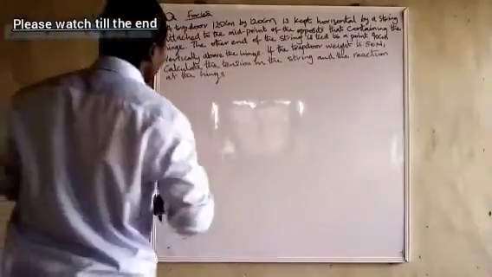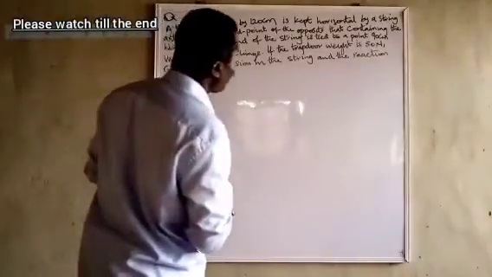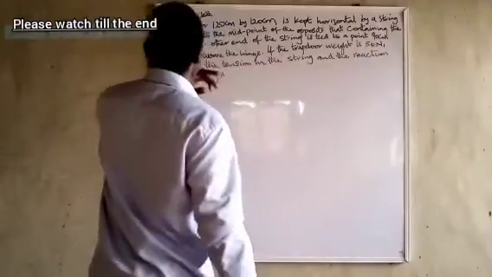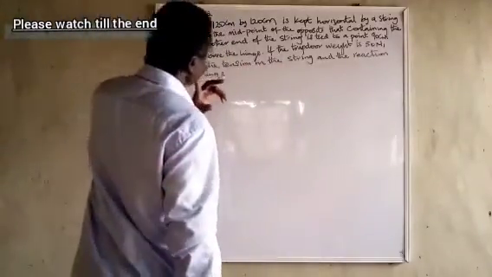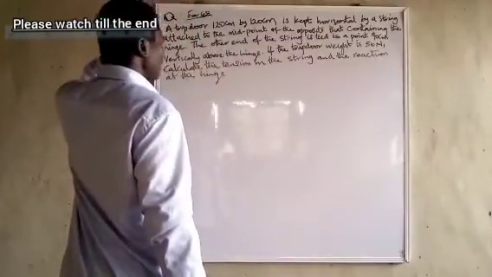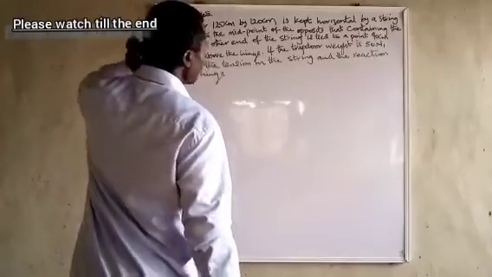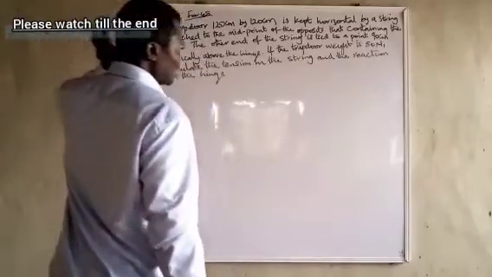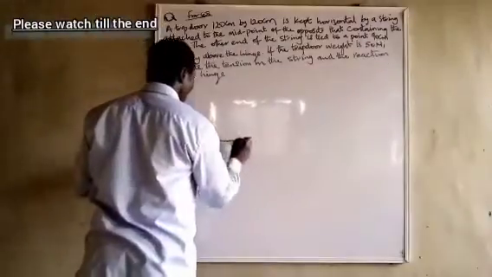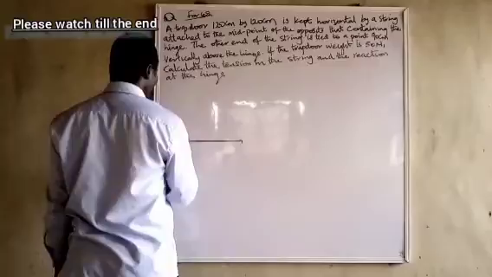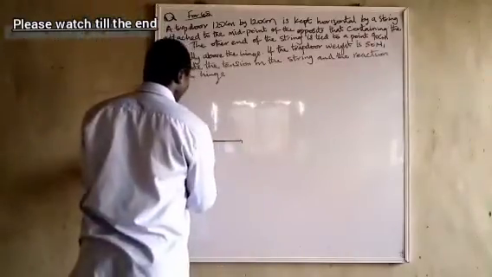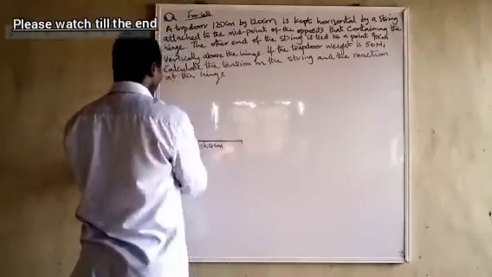A trapdoor 120 cm by 120 cm is kept horizontal by a string attached to the midpoint of the opposite side that contains the hinge. The other end of the string is tied to a point 90 cm vertically above the hinge. If the trapdoor weighs 50 Newton, calculate the tension in the string and the reaction at the hinge. You have a trapdoor like this, and we are told that it is 120 centimeters by 120 centimeters.